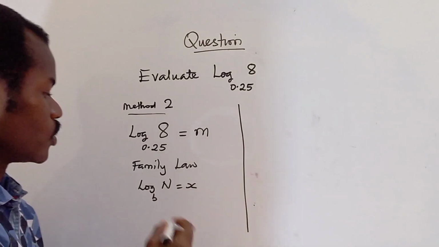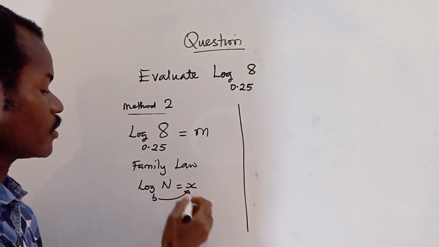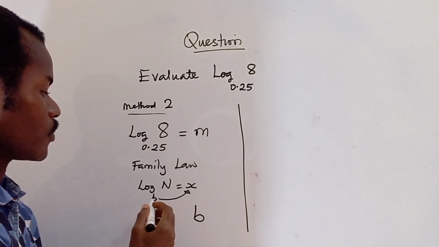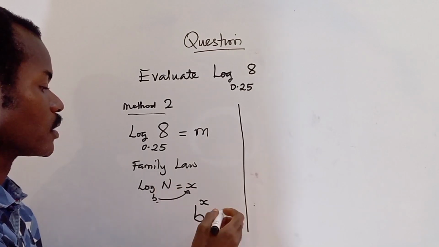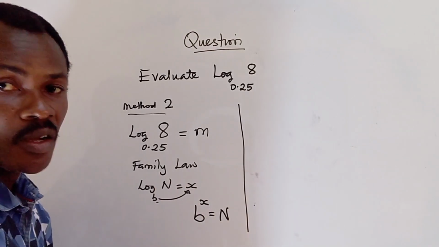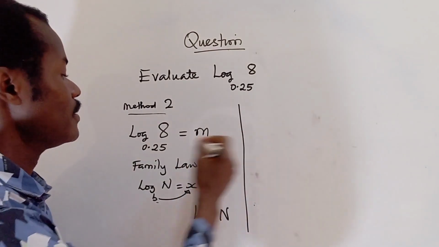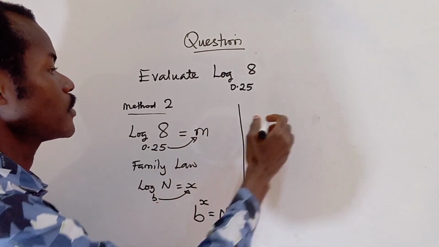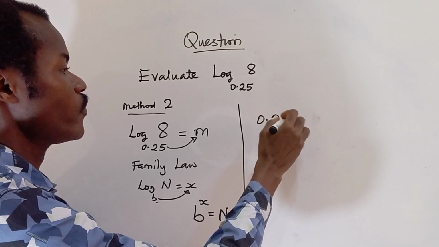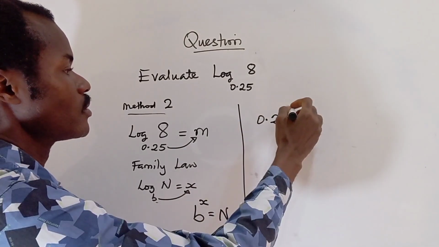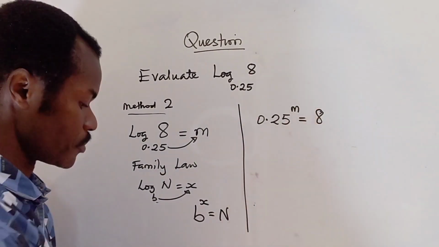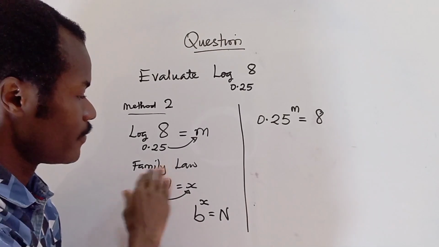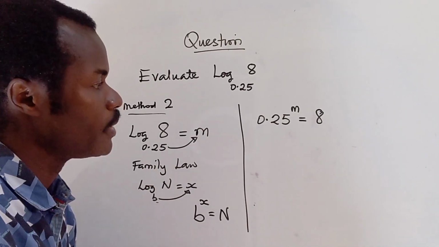index form. So by this coming here, we have it as b, the base comes and takes this up as a power, is equal to our n. All right, so let's do it to this and see. So this is going to come here, so we have 0.25, and this goes up as a power, is equal to our 8. So that's the family law we have applied to this problem.